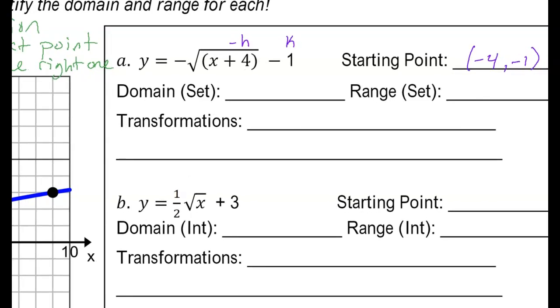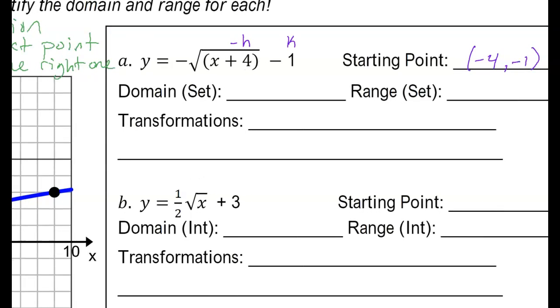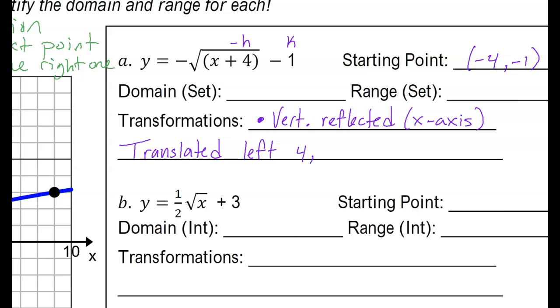We also could have known this because of the transformations for this equation. It's vertically reflected, meaning over the x-axis, and is translated left 4 and down 1. As long as you list the H and K transformations together, you only need to write translated once. So translated left 4, down 1. That's how much it's translated.